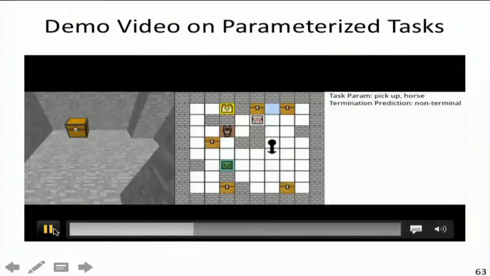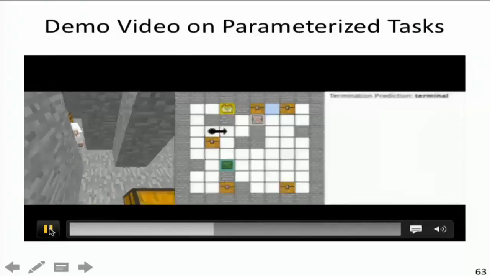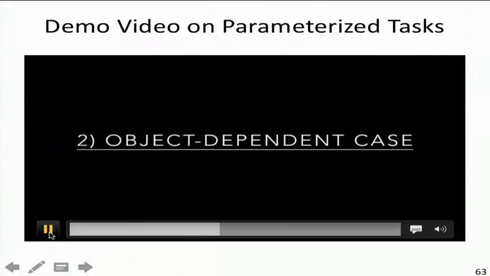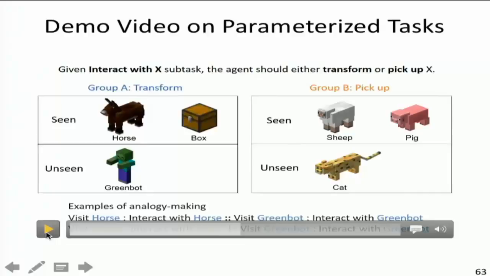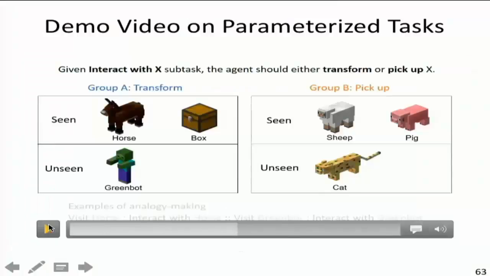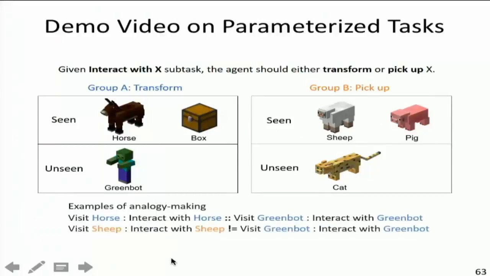This is a more challenging environment than the grid world style environment because the agent only sees a partial view. The high-level intuition for this agent is that if it sees a glimpse of an object, it will probably go toward the object and take an action. In this case, we consider the scenario where the agent has to perform different actions depending on the type of object. When it is told to interact with X, then depending on the type of the object, the agent has to execute different commands. It picks up a sheep, pig, or cat, but for a different type of object, it has to transform. At training time, it only sees these types of objects, but it has to generalize to unseen object types. This is actually impossible for a baseline agent without analogy making.